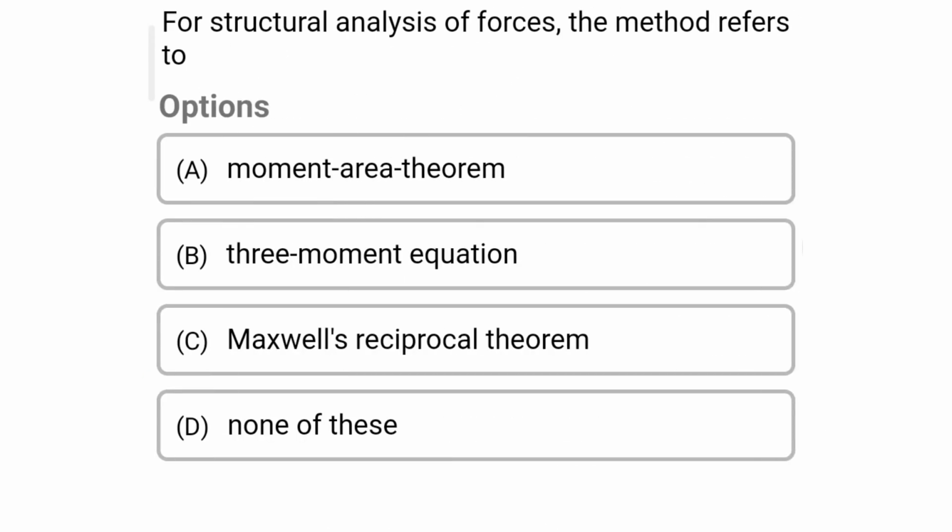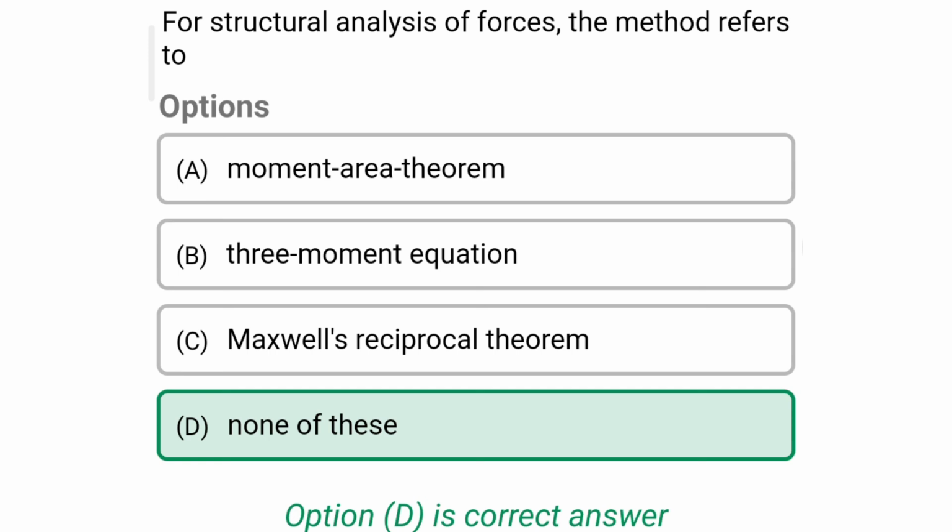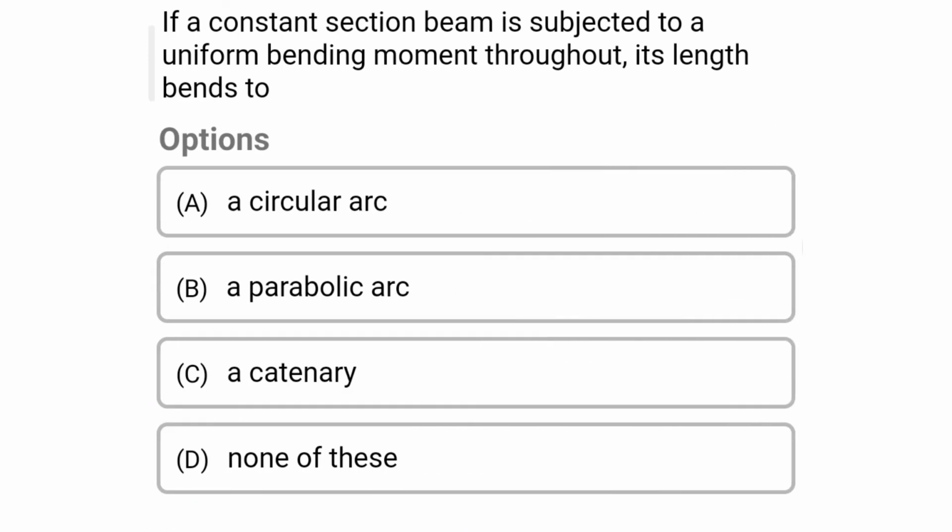So next question, for structural analysis of forces, the method refers to option A moment area theorem, option B 3 moment equation, option C Maxwell reciprocal theorem, option D none of the above. So the correct answer is option D none of the above. So next question, if a constant section beam is subjected to a uniform bending moment throughout its length, it bends to option A circular arc, option B a parabolic arc, option C a catenary, option D none of these. So the correct answer is option A circular arc.